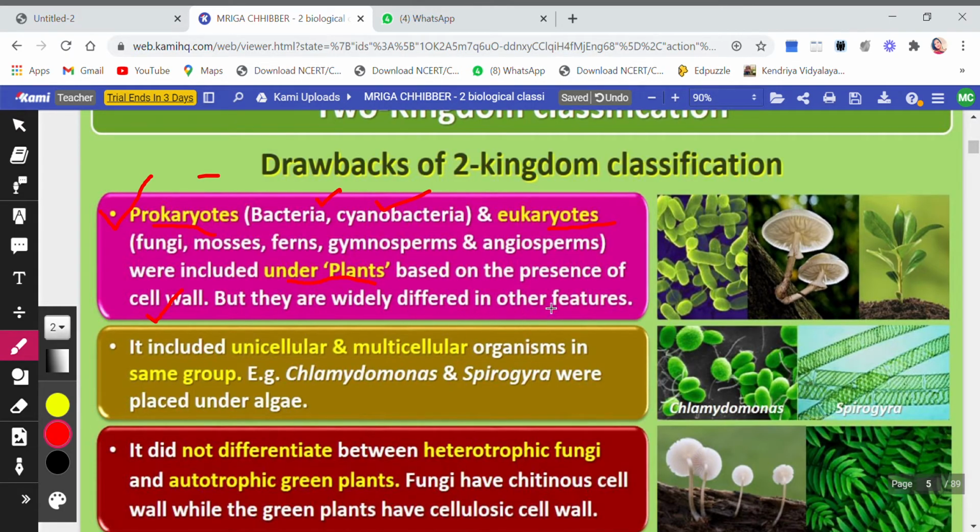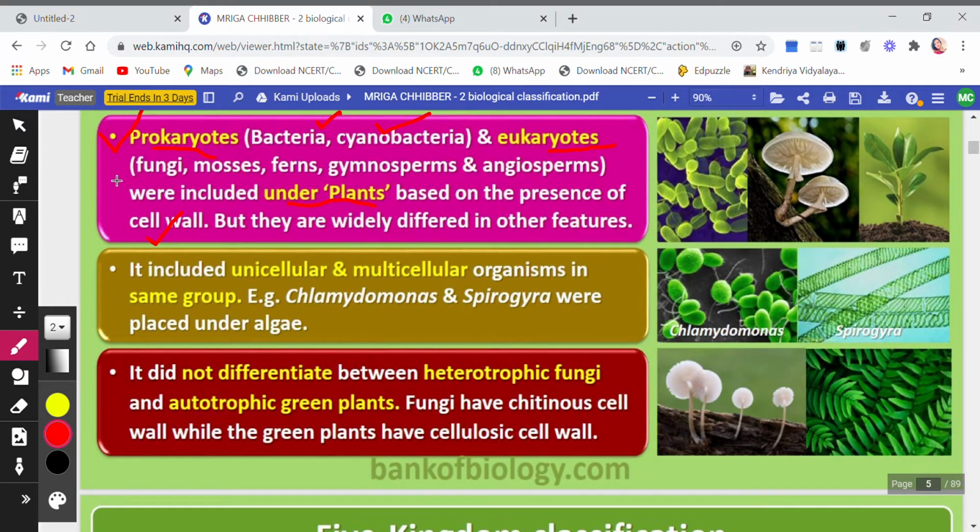But they are widely differing. I just gave you many differences now: prokaryotes have no membrane-bound organelles, they do not have a well-defined nucleus, but eukaryotes have. So there were a lot of differences between prokaryotes and eukaryotes. Still, they were placed under the same category of plants. This was the first drawback.